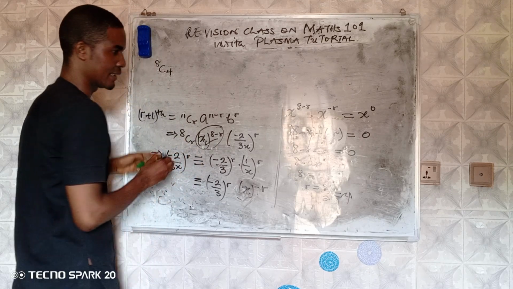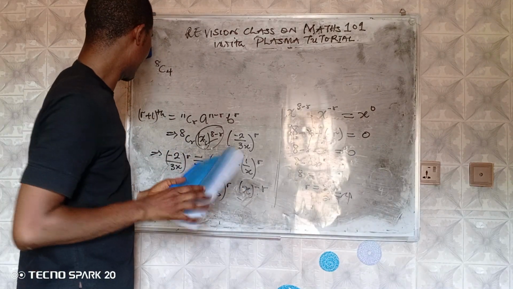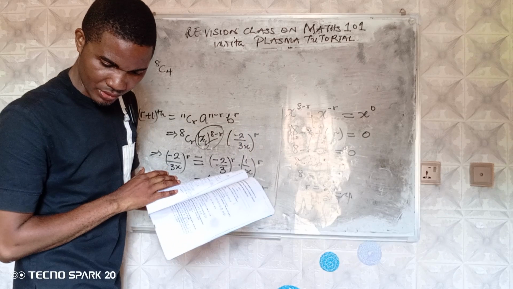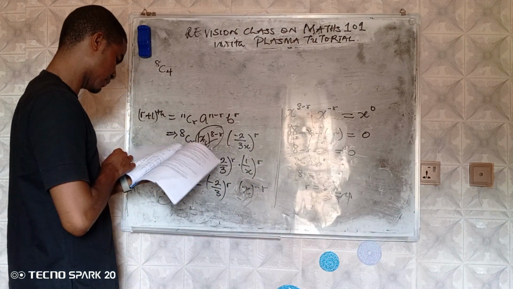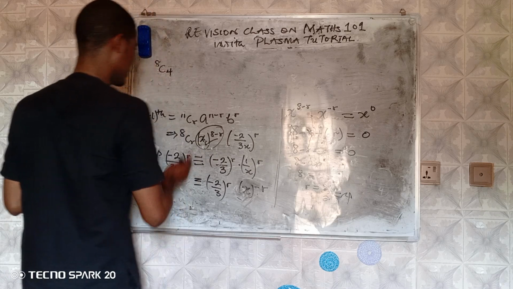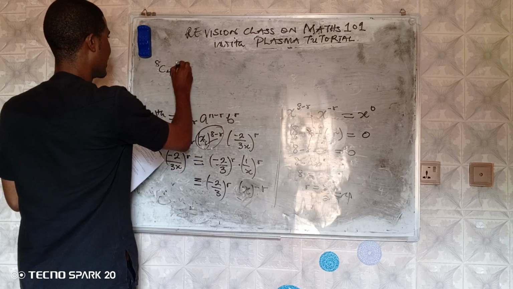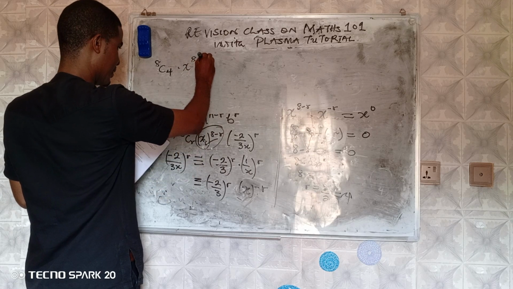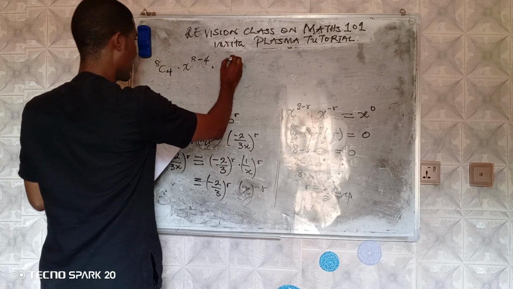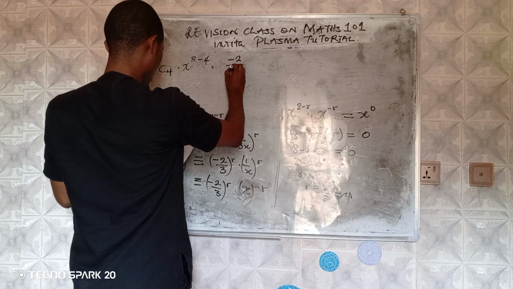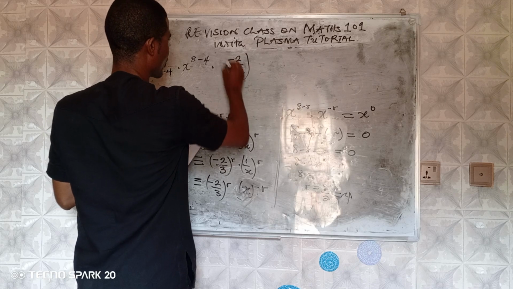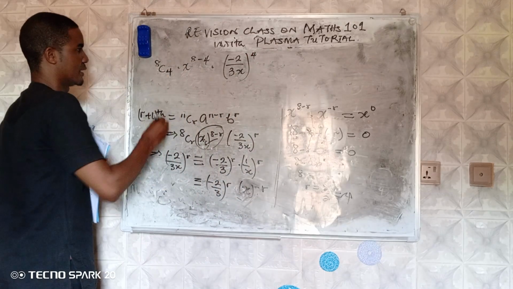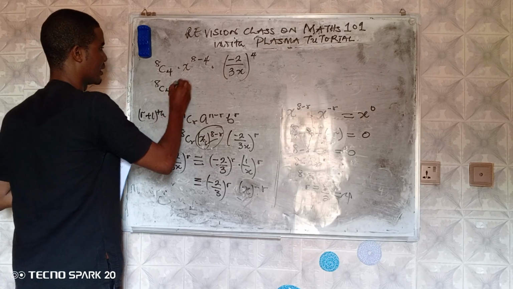Then my 8 combined 4. Okay, I think I've lost the question there. 8 combined 4. We're talking of question number 27. Okay, 8 combined 4. A is times x raised to power 8 minus 4 times minus 2 over 3x raised to power 4. So we have 8 combined 4.